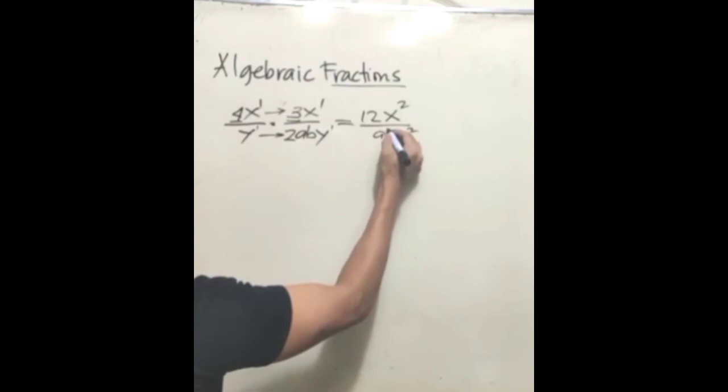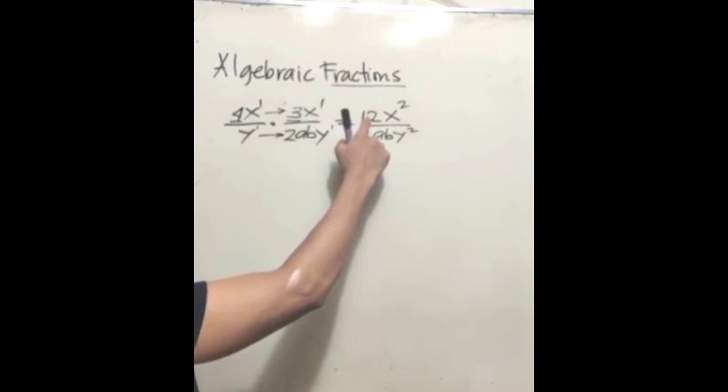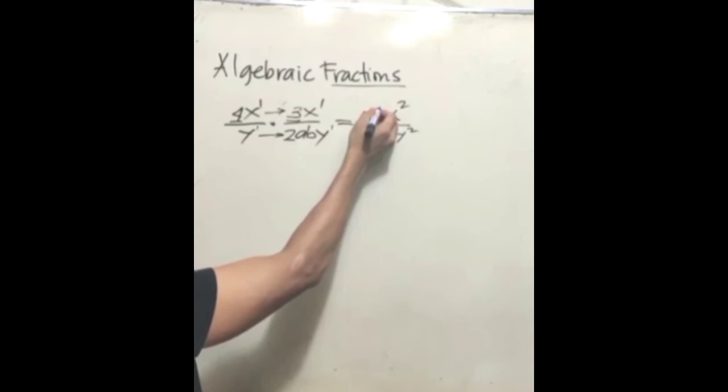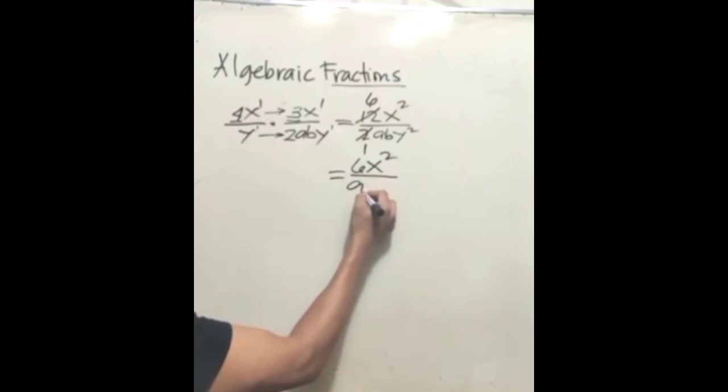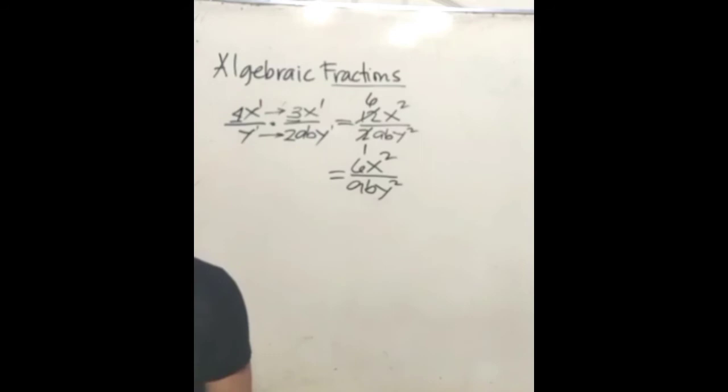Okay, there you go. Now, we can cancel or divide, same, simplest form with 12 and 2. Ang common nila is 2. So 12 divided by 2 is 6, and then 2 divided by 2 is 1, right? So, the final answer is 6x squared over aby squared. Kuha? Nakuha? Pa-comment po below kung nakuha.